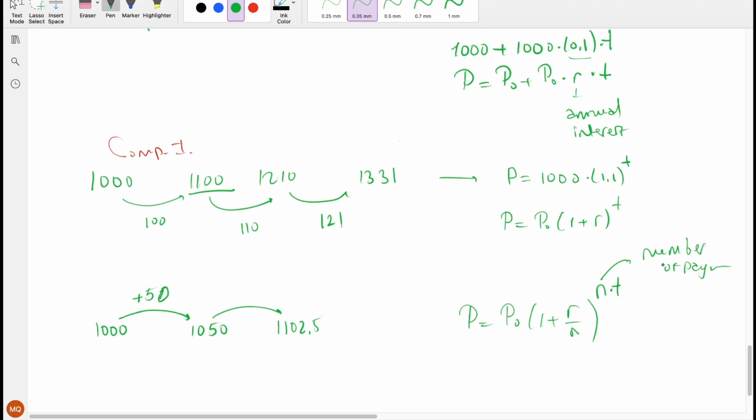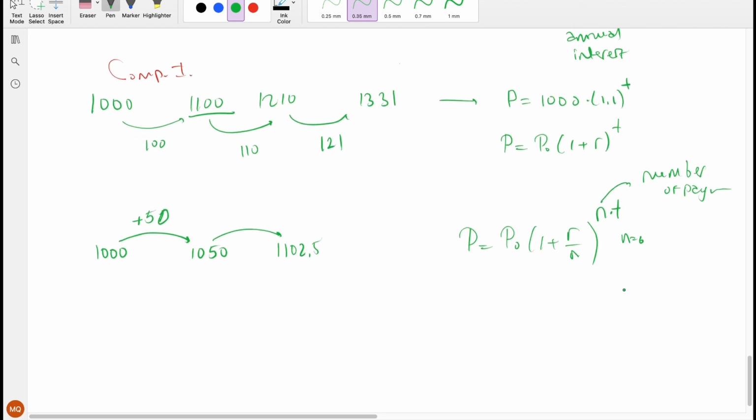For example, if it says you are getting your money every 2 months, it means that you are getting 6 times in a year, so N is equal to 6. When it says, for example, once in 2 years, it means that N is equal to 0.5. When it says semi-annually, N is equal to 2. But it is not a popular question type, that's why I don't want to talk about this one.